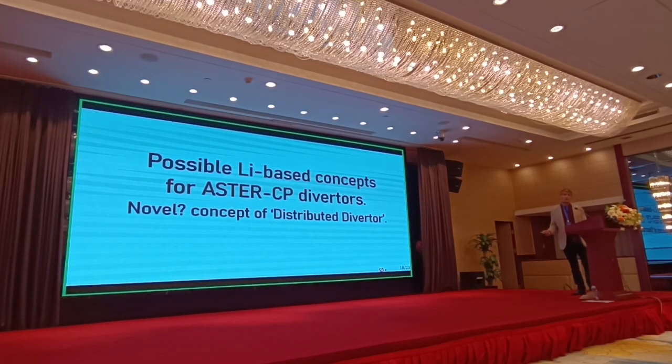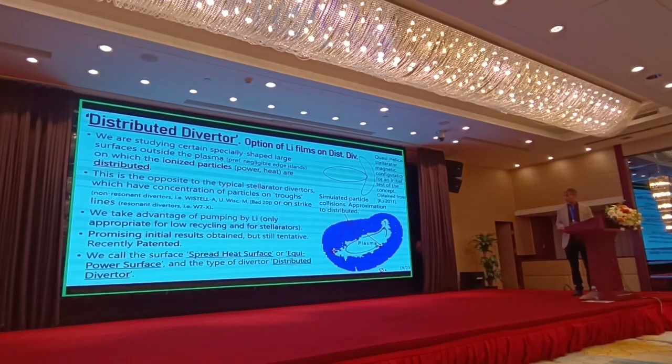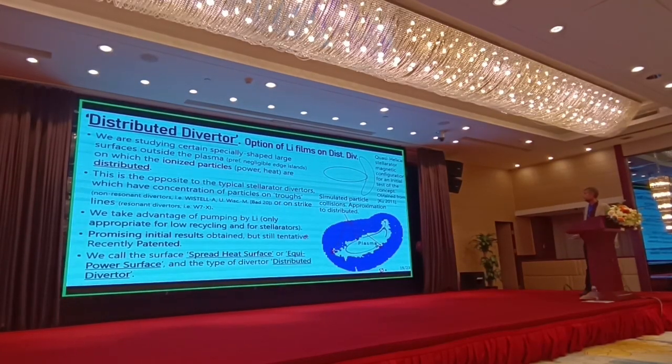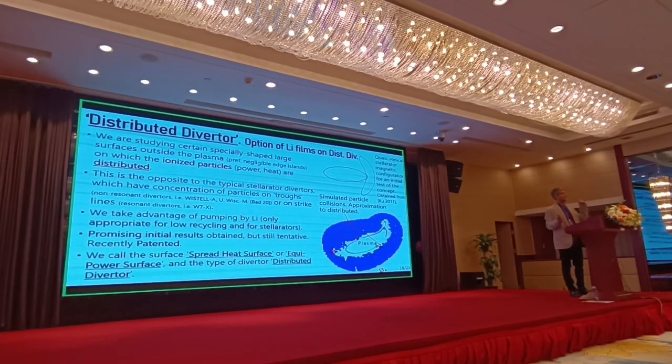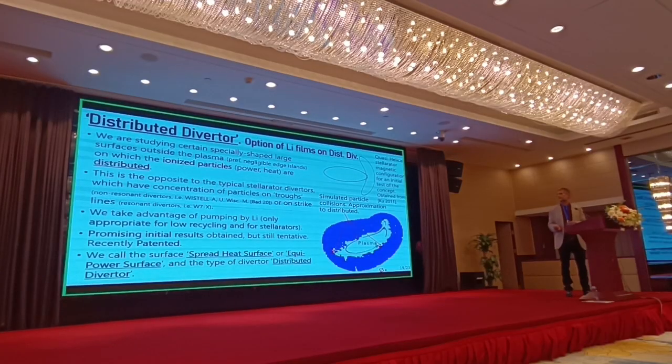The lithium-based concepts for the divertors, and perhaps this novel concept of distributed divertor. We are trying to have a kind of surface here, as you can see, poloidally and toroidally relatively large, where the ionized particles will be distributed. This is the opposite to the normal thing that is done in common divertors, where they concentrate the particles in straight lines or troughs, depending on the type of divertor. We take advantage of pumping of lithium, otherwise we cannot pump the particles. And it is also only possible for a stellarator due to the particular magnetic configuration.